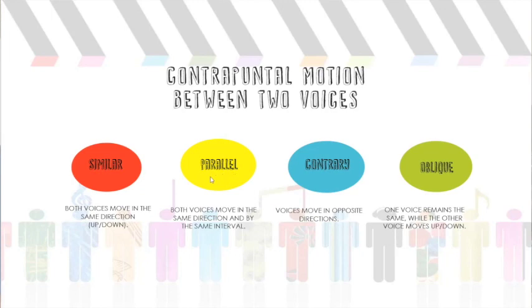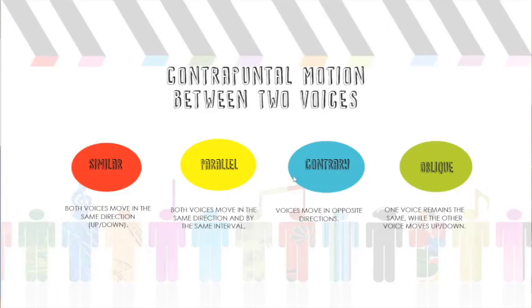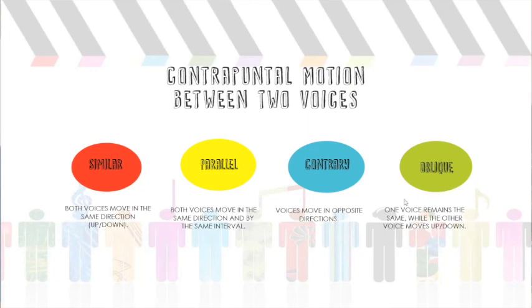In parallel motion, both voices move in the same direction and by the same interval. In contrary motion, voices move in opposite directions, so if one voice is moving up, then the other voice moves down, and if one voice is moving down, then the other voice moves up. In oblique motion, one voice remains the same while the other voice moves up or down.